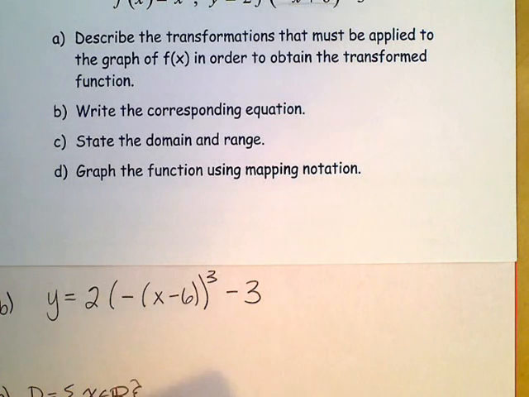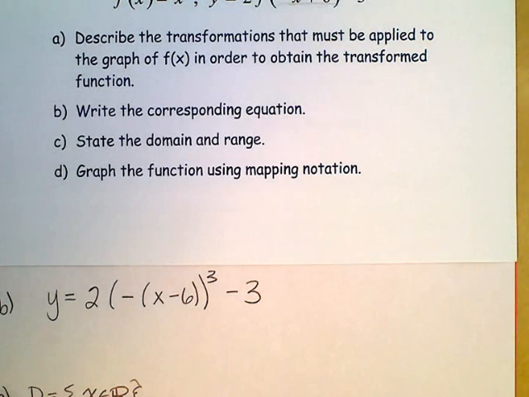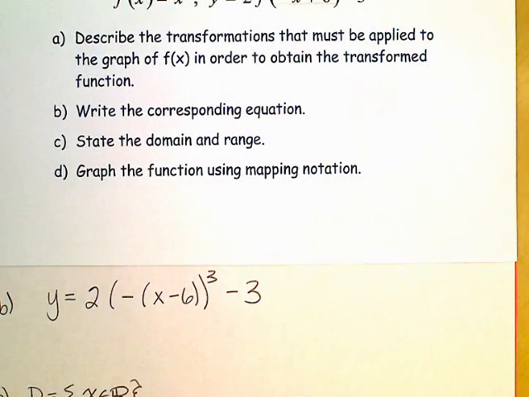And the range, same idea. Because it's a cubic function, it stretches from negative infinity to positive infinity vertically, so I know that it's all real numbers for the range as well. Okay, so now the last part says to graph the function using mapping notation.